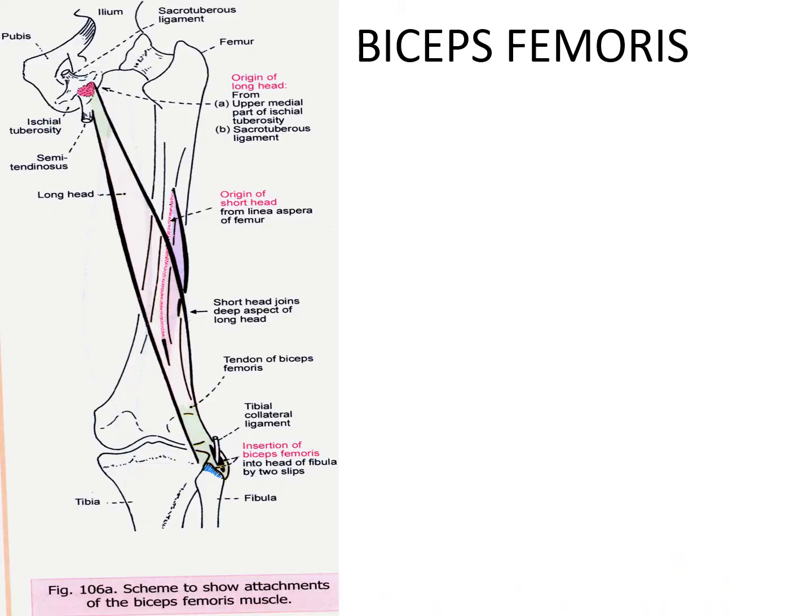Biceps femoris has two heads, the long head and the short head. The origin of the long head is at the ischial tuberosity and the origin of the short head is on the linea aspera. Both have a common insertion laterally at the head of the fibula. That is why the name biceps femoris is given.